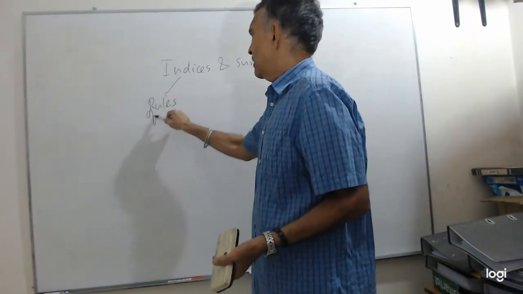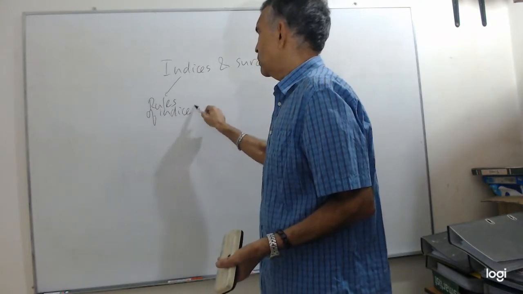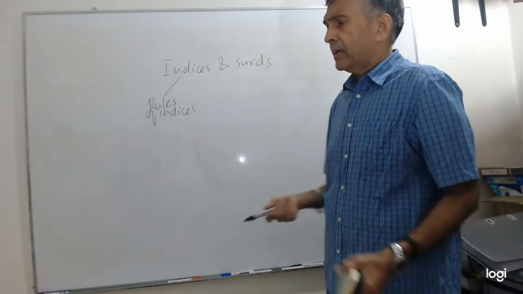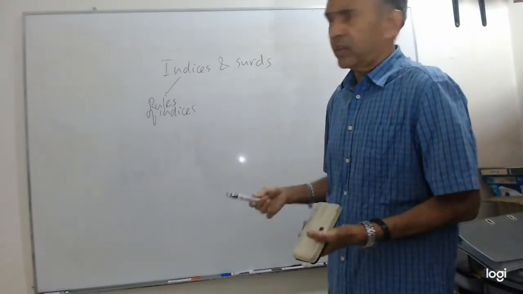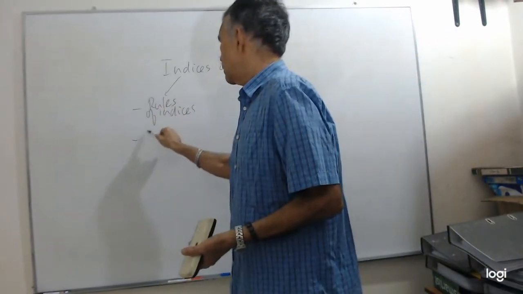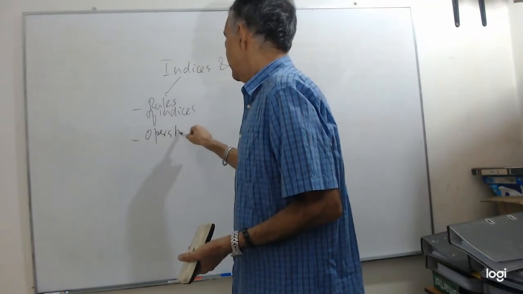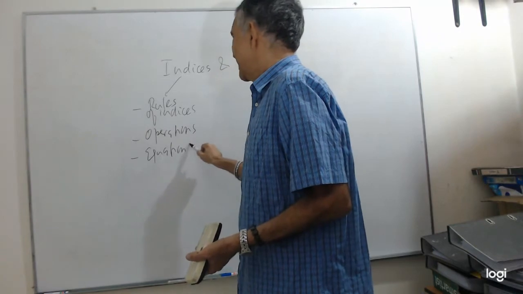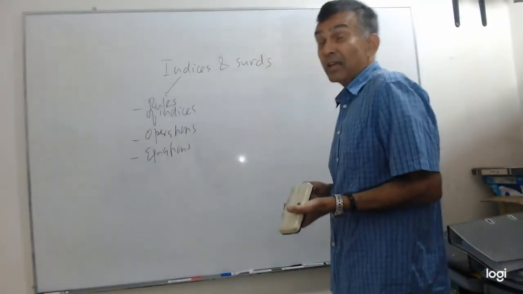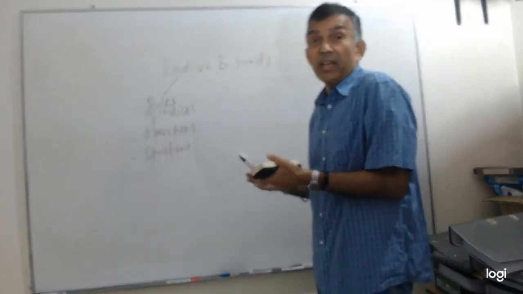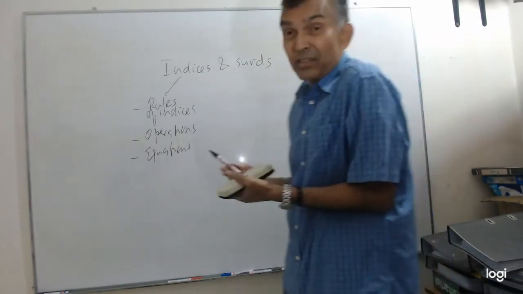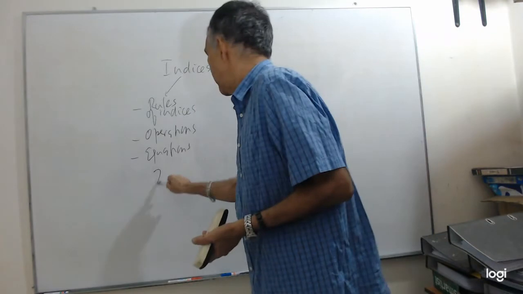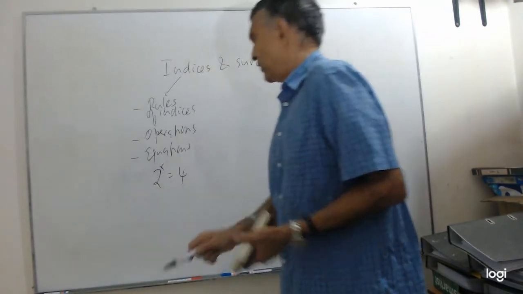And then I will take you through operations involving indices, rules of indices, operations. And finally, solving equations where the variable is in the index. So we call it an index equation, or some people like to call it an exponential equation, which means what I mean is this. This is the simplest case.